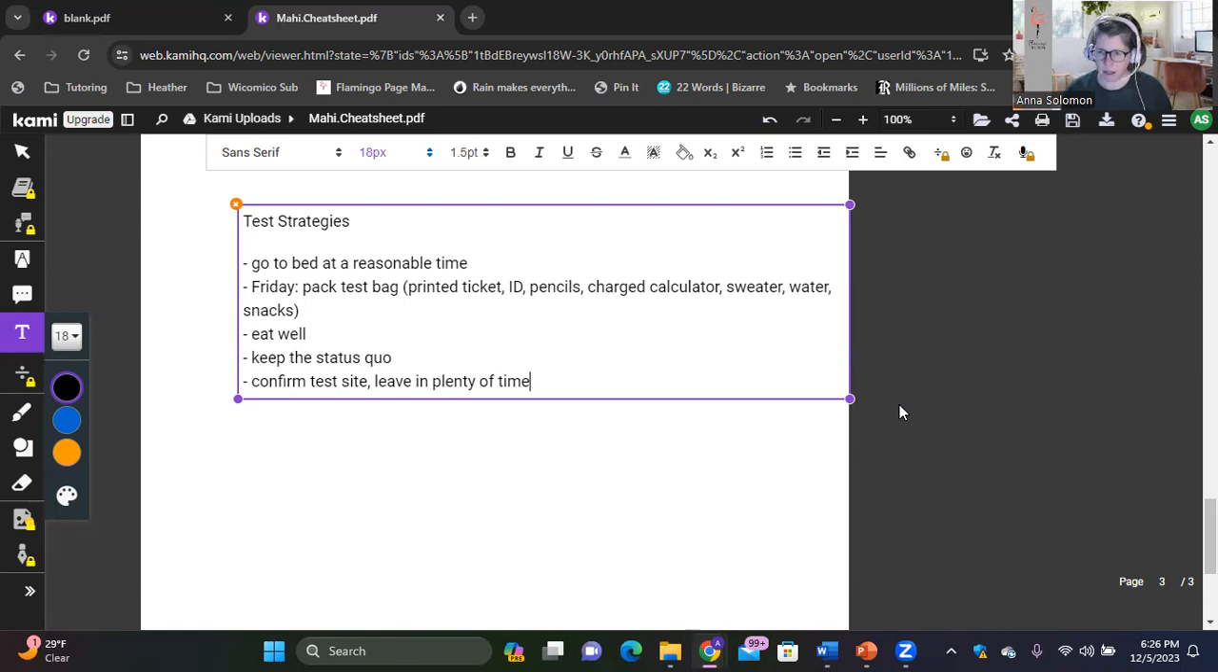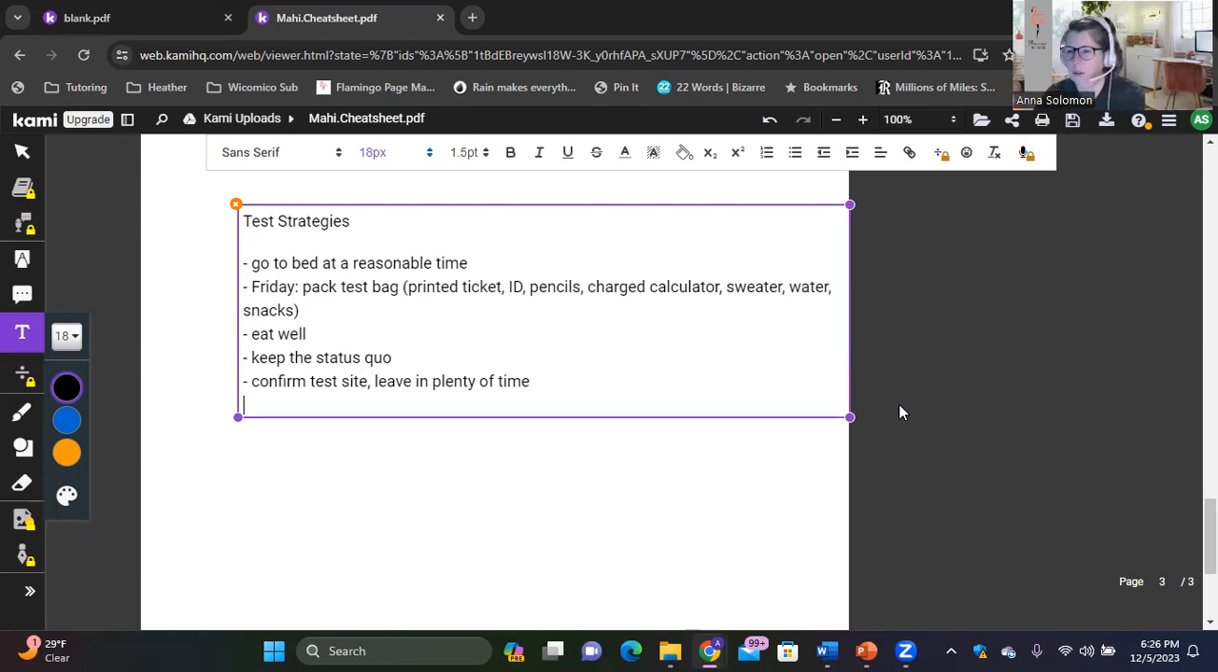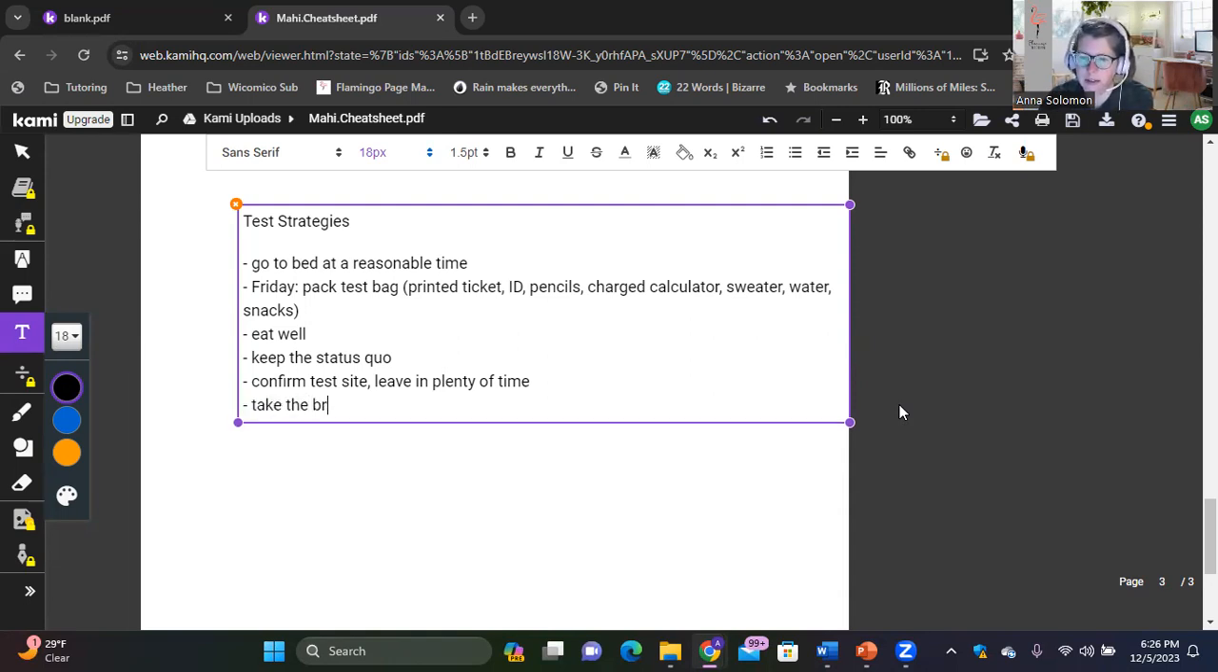And then, when you get to the testing site, the other thing is to make sure that you take the breaks. They will give you breaks. Go to the bathroom, even if you don't have to. The change of scenery is good for your brain. Standing up, walking, and moving your body is good for your brain. You do not want to sit in that one position for 4 hours. That's not good for your brain or your body. So I think that is it.